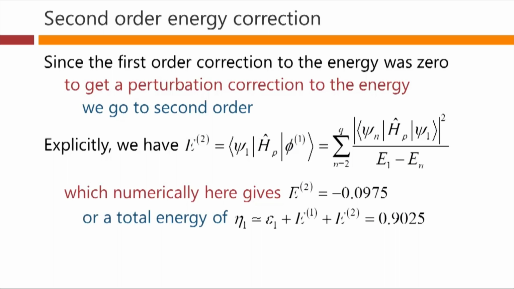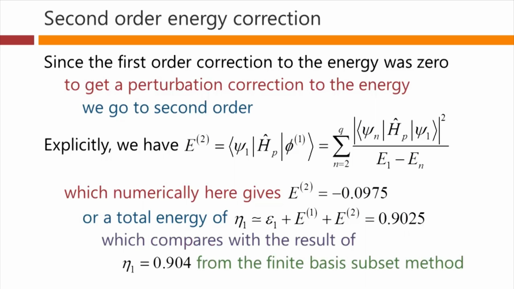That means a total energy of the unperturbed state, which had an energy of 1 unit, plus the first order correction, well, that was 0, plus the second order correction, this number here, so that gives us 0.9025. And that compares with our result of 0.904 from the finite basis subset method, for example.